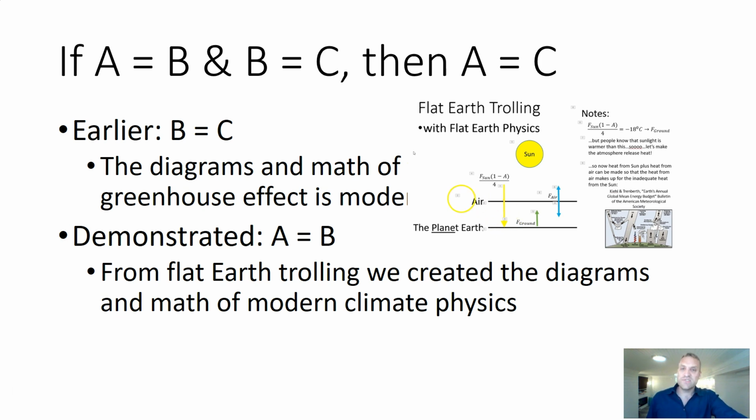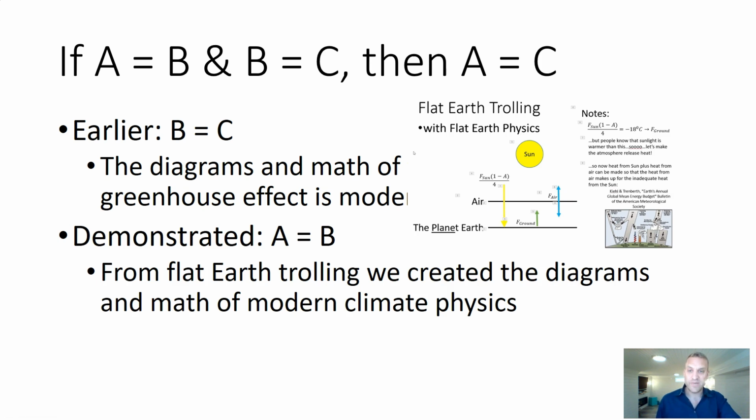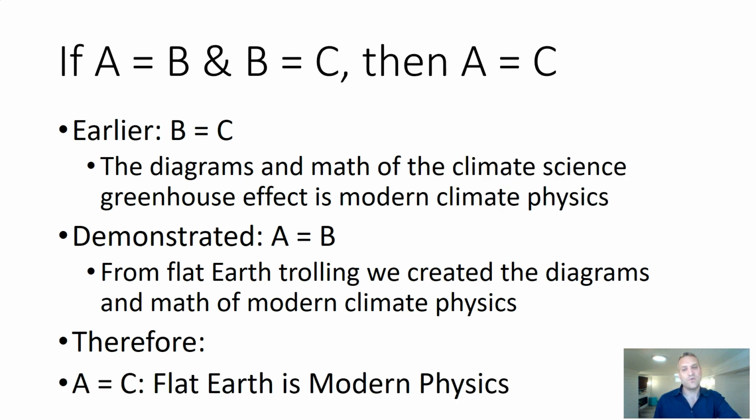So earlier we had B equals C. The diagrams and math of the climate science greenhouse effect is modern climate physics. What we just did for fun, A equals B. From flat earth trolling, we created the diagrams and math of modern climate physics. Therefore, come on guys, what's the therefore? Therefore, A equals C. Flat earth is modern physics. No joke, no troll. We were just having a bit of fun. That's the truth of it. A equals C. Flat earth is modern physics.